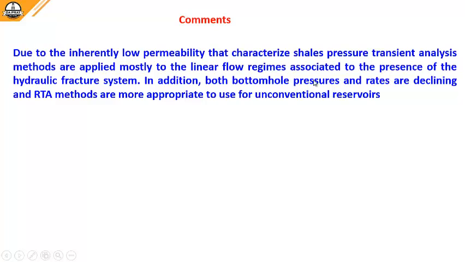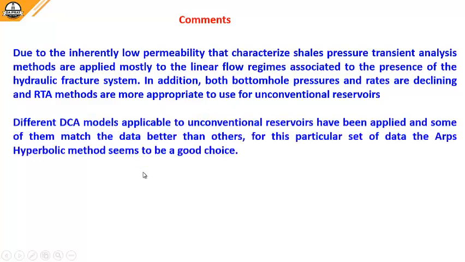So repeating here, because bottom hole pressure and rates are declining, then this method is more appropriate to use. As we saw before, different DCA models applicable to unconventional reservoirs have been applied, and some of them match the data better than others. And for this particular set of data, the ARPS hyperbolic method seems to be a good choice. This is just for the data we got.